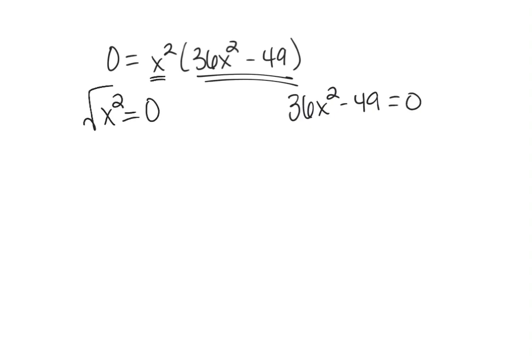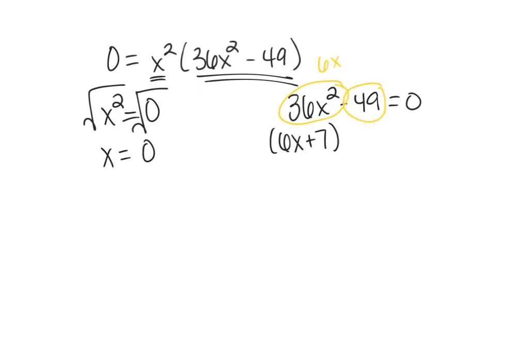X squared equals 0, when you take the square root of both sides, it's just 0. There's nothing else that x could be. But when we factor over here, this is that difference of squares factor, where you take the square root of the first term, which is 6x, and the square root of the second term, which is 7. And then your factors become 6x plus 7 and 6x minus 7. That's just a difference of squares factoring. If you haven't thought about that in a little bit, you can look over that type of factoring.